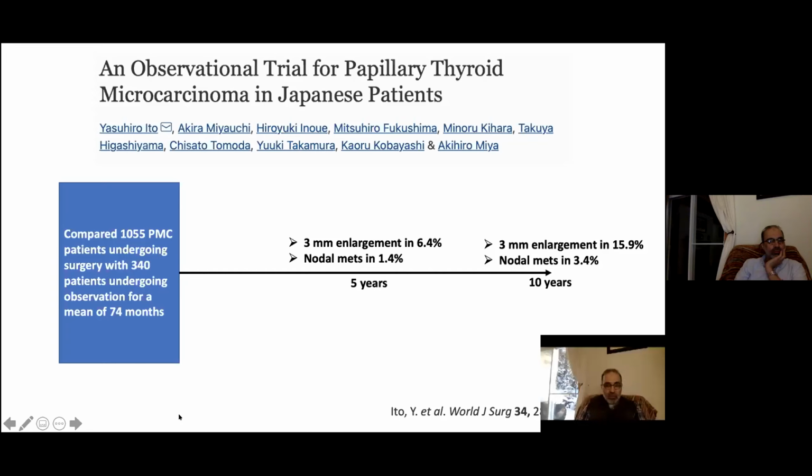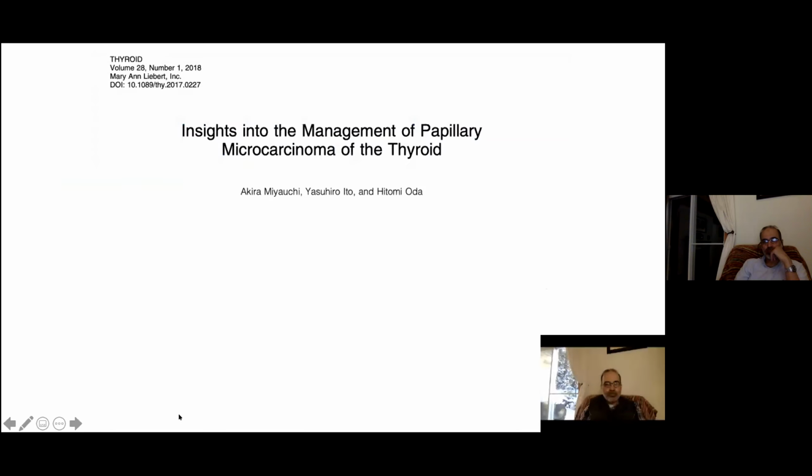So essentially what they showed was that around 5 years later, the rate of enlargement of the tumor in those 340 patients who were undergoing observation was actually very low. And the risk of nodal metastasis was also very low. And even at 10 years, most of these patients are still doing fine. These are documented thyroid cancers, there hasn't been a significant change in the primary cancer, and somehow or the other, their immune system is keeping it under check.